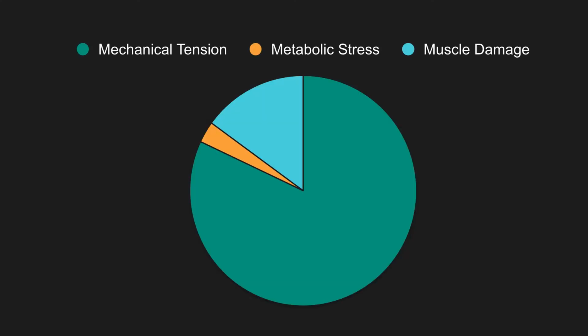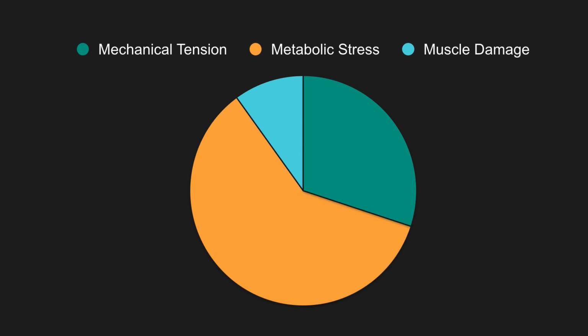So high intensities, less than 5 reps, will primarily influence hypertrophy by maximizing mechanical tension. However, excessive loads could also drum up some muscle damage. And low intensities, sets greater than 15 reps, will primarily influence hypertrophy by maximizing metabolic stress. Both mechanical tension and muscle damage can still occur if sets are taken to failure.